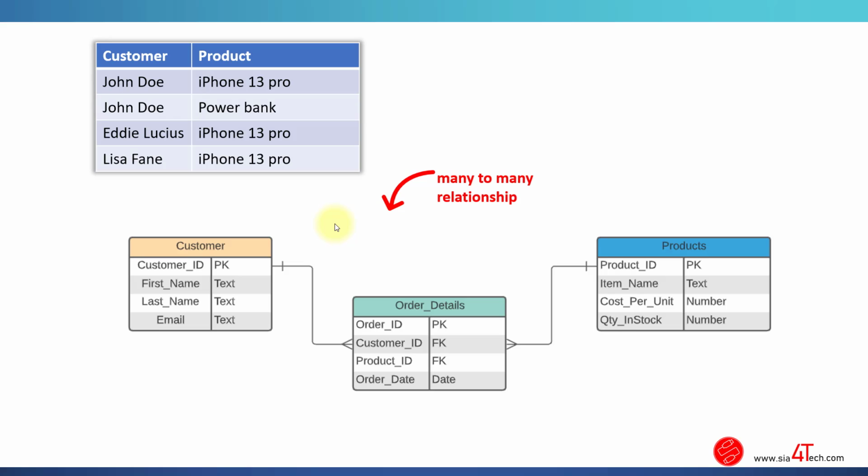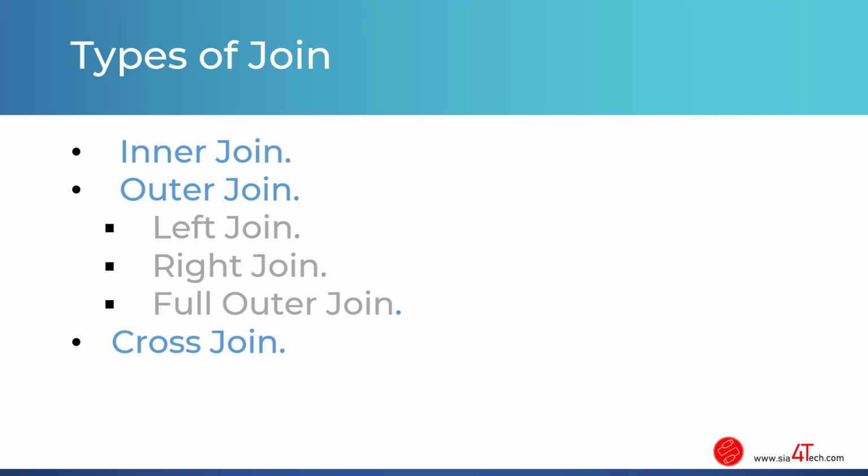In SQL, we use a join clause that easily retrieves related data from multiple tables. So when you need a result that includes multiple rows from multiple tables, you will need to use a join query. And we have several types of join: inner join, outer join, and cross join. In the next video, we will explain one by one with examples how to use and when to use these joins.